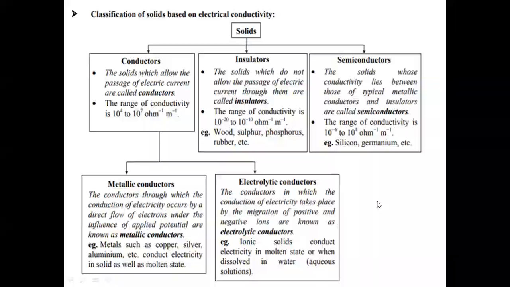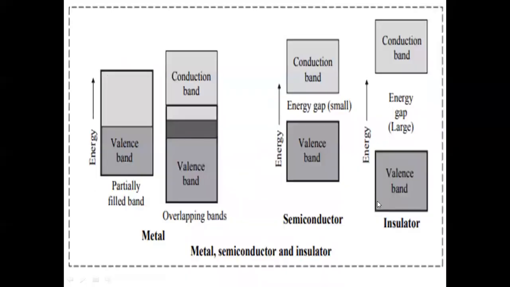Then, this is about the diagrammatic representation of conductors, semiconductors, and insulators. In conductors, the distance between the valence band and the conduction band is very small, meaning they overlap with each other. Hence, metals, or conductors, conduct electricity easily.